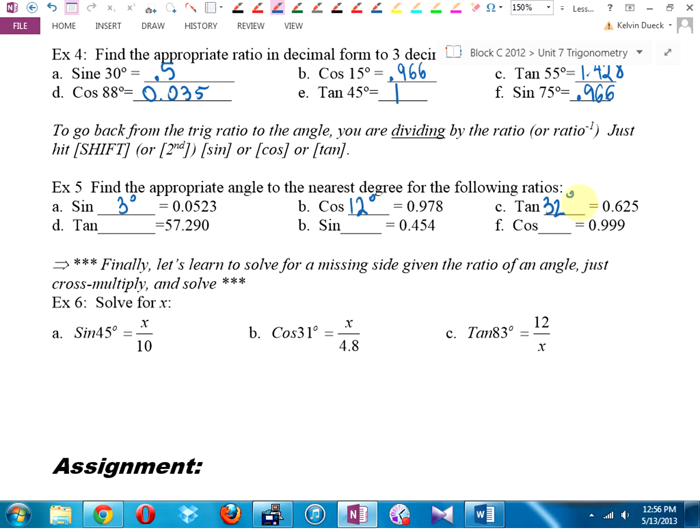Really quickly, find D, E, not B, and F on your own, please.